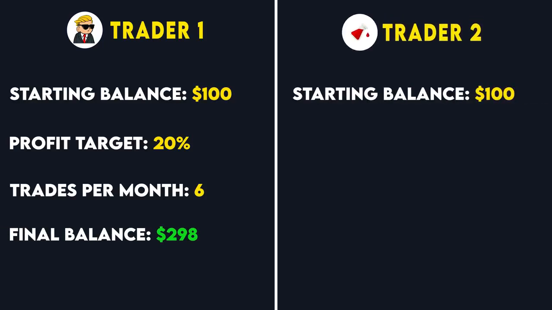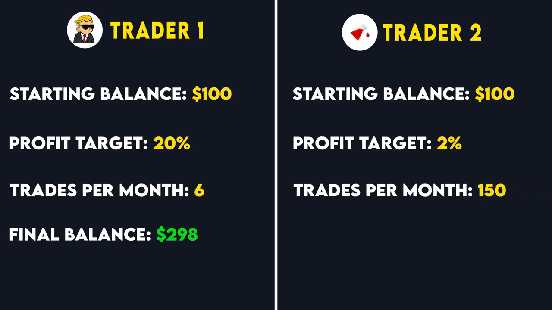Then we have Trader 2. We also gave them $100, but we're setting their profit target at 2%. This is not only way less risky, but this trader will be able to complete a lot more trades. So this trader was able to find 150 successful trades per month because the profit target was so much lower and doable. Even though Trader 2's profit ratio was 10 times lower, they still made $1,950. The key concept I want you to take away from this is you shouldn't be worried about how high your profit percentage is. You should be worried about consistency and the amount of successful trades you can accomplish.